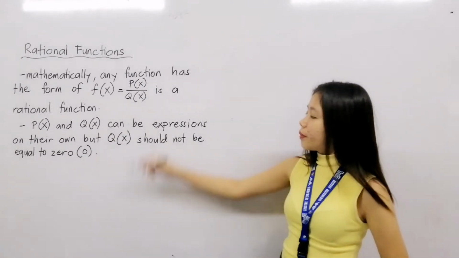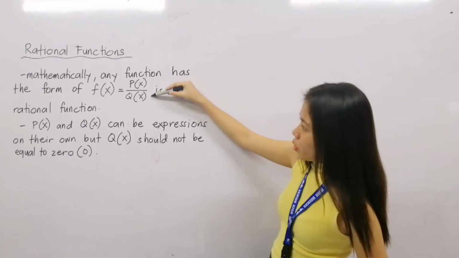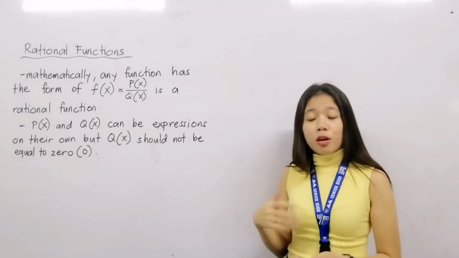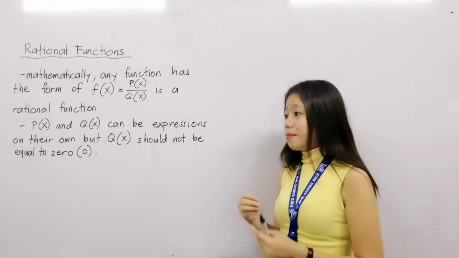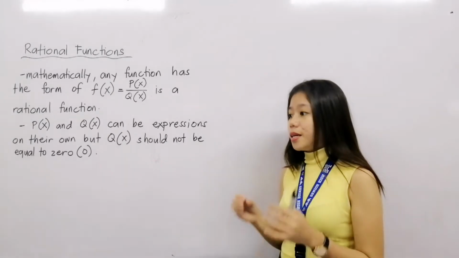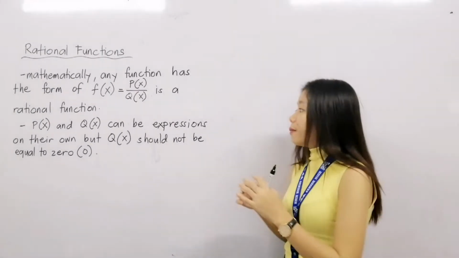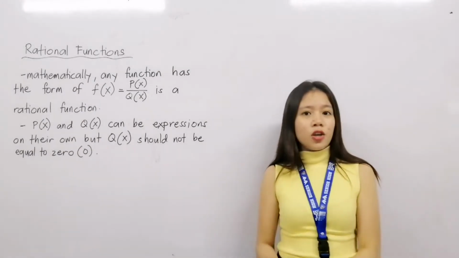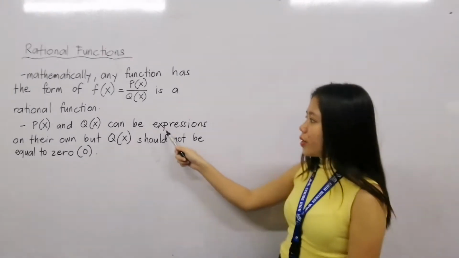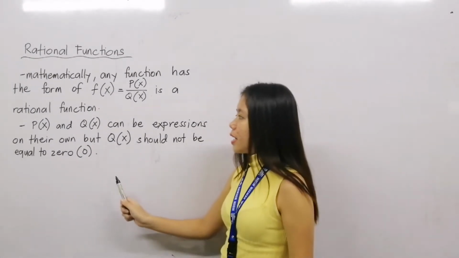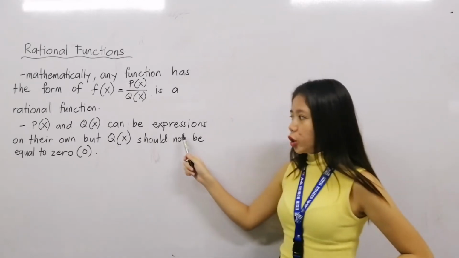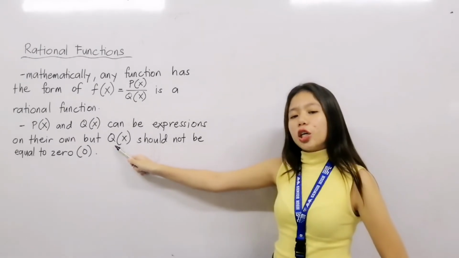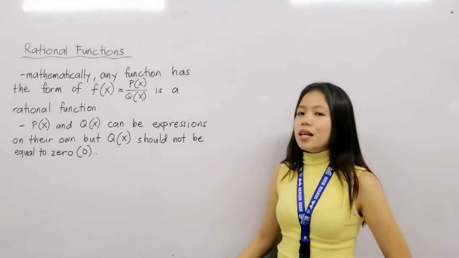It says that both our numerator and denominator can be expressions. When we say expression, class, it can be a polynomial, it can be a certain value. But we are going to consider a particular condition, a restriction. P of x and q of x can be expressions or values on their own, but our denominator, which is the q of x, should not be equal to 0.